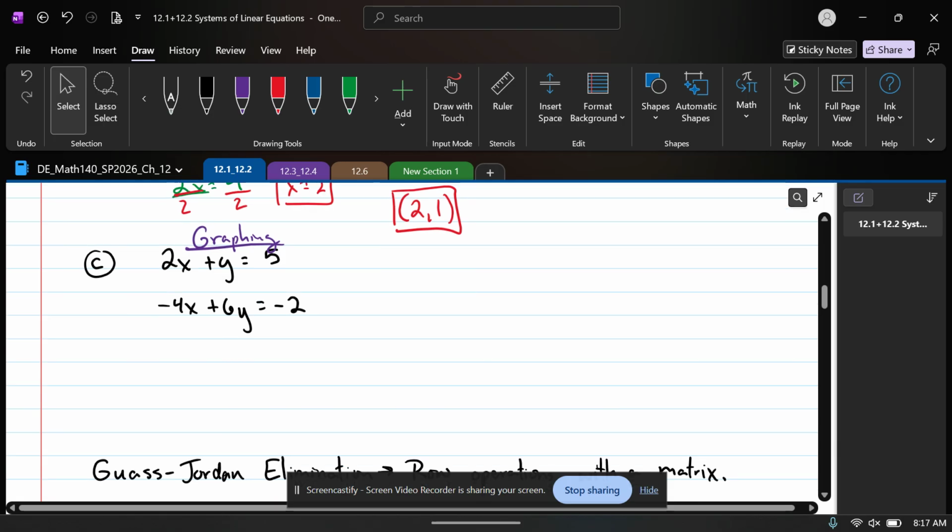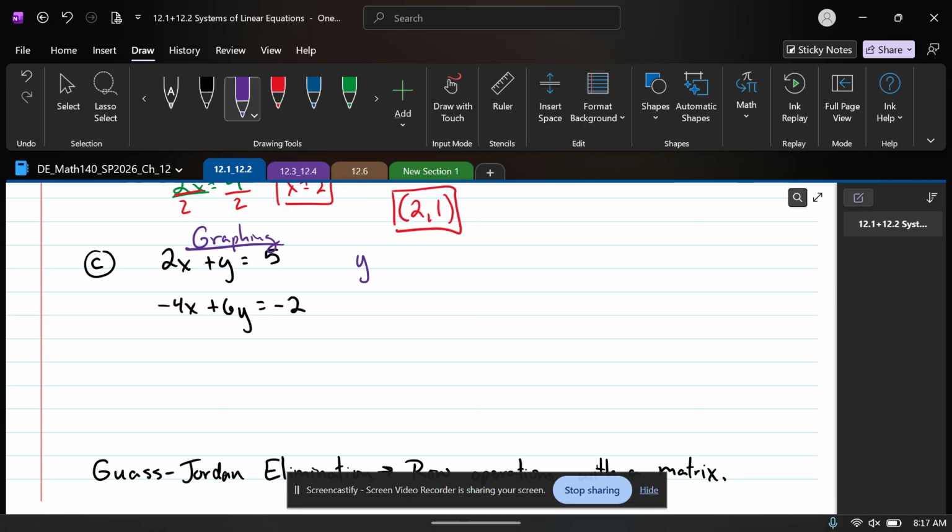So if you're going to graph, you're going to get y by itself for both equations. So in this case, we got y equals negative 2x plus 5. That's the first one. And then the second one, I got to do a little bit more work here. I got 6y is equal to 4x minus 2. And I'm going to have y is equal to 2/3 x minus 1/3. So got some fractions to deal with there.